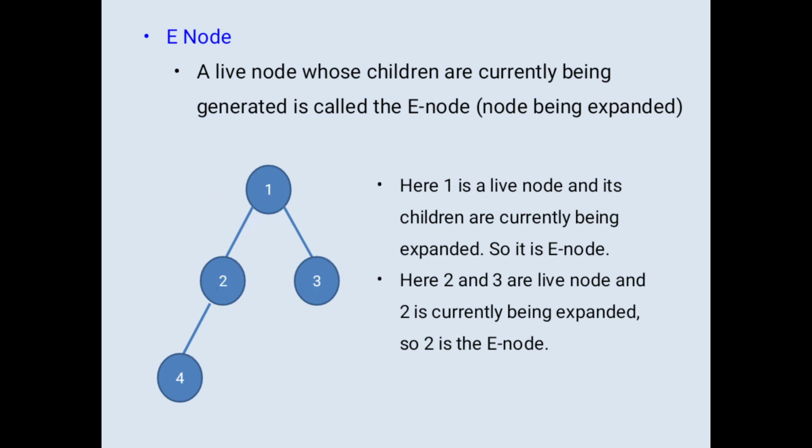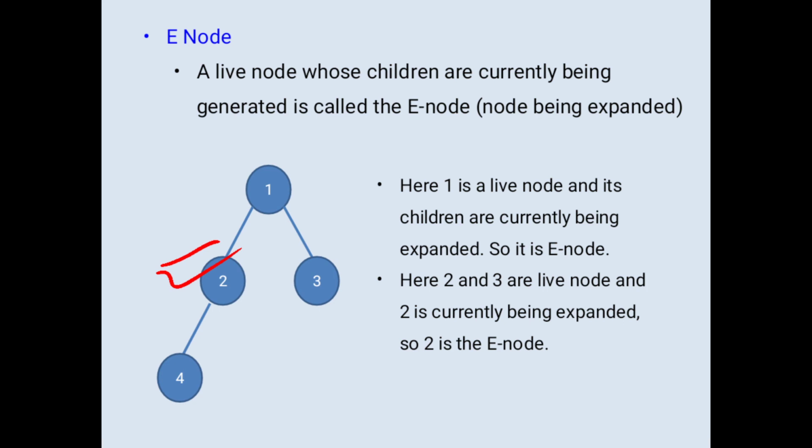Then the children of 1 is 2. The 2 is again expanded. So 2 is an E node because it can be expanded. So 2 is currently being expanded. E node means expanded node. So if any node has been expanded, that node is called E node.